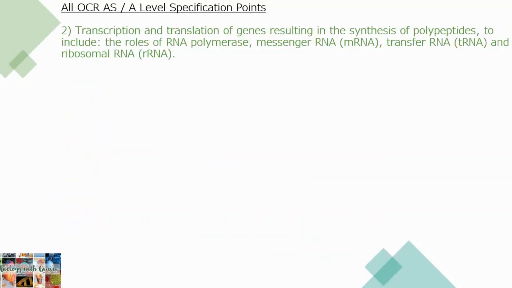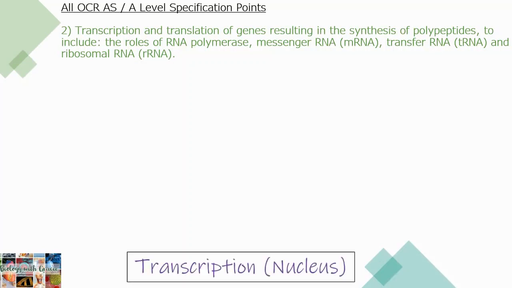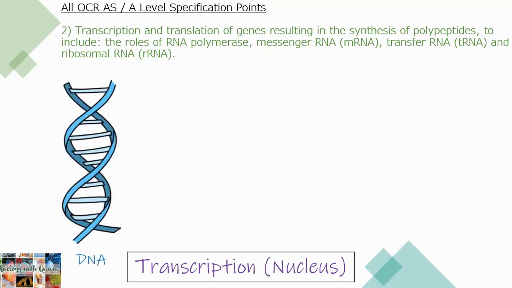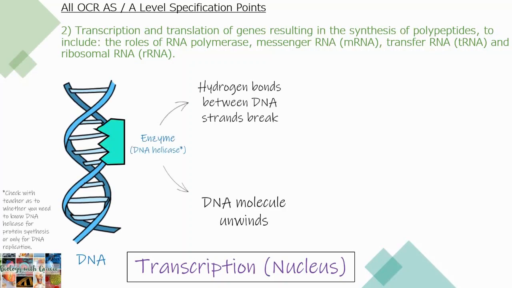So now we're going to be discussing protein synthesis, and there are 2 stages. The first stage is transcription, and this occurs in the nucleus of the eukaryotic cell. So we've got our DNA and we've got our gene, and the enzyme called DNA helicase breaks the hydrogen bonds between DNA, and the DNA molecule unwinds.